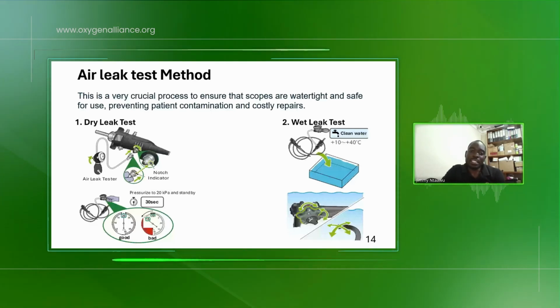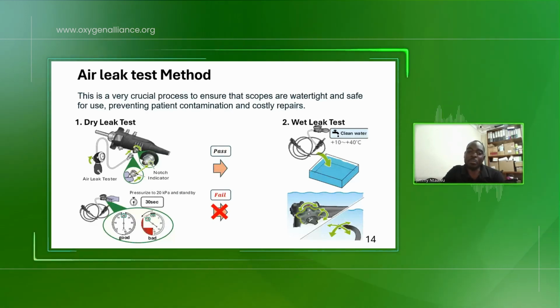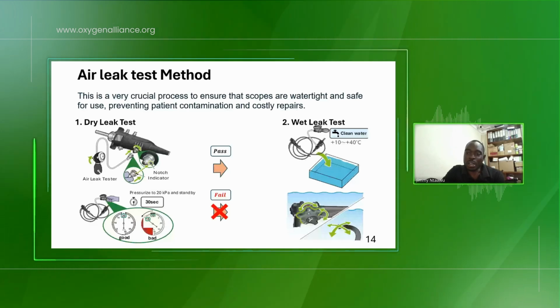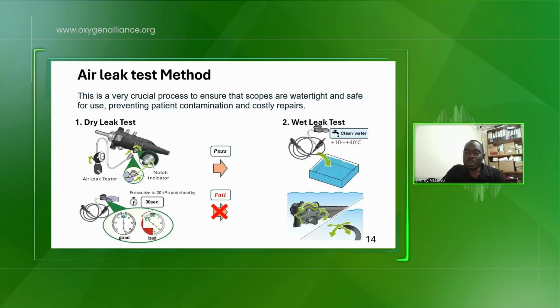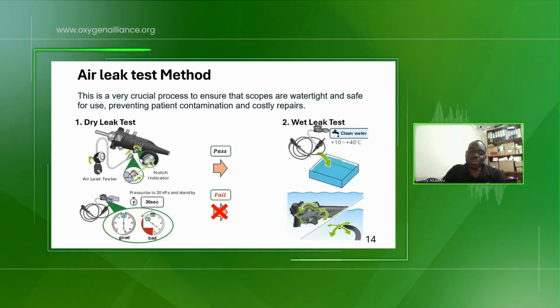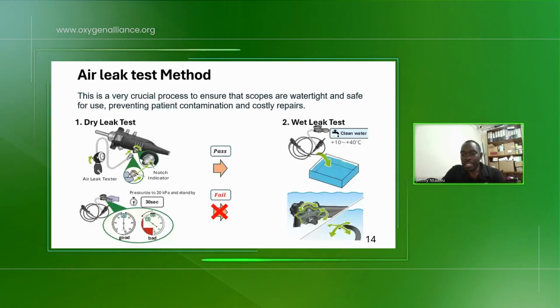So what happens is that if you pass the dry leak test, you can go ahead and do the wet one. But if you fail the dry one, never dip your scope into water or any fluid. The wet one is where you carry your scope, dip it in water, then try to move the angulation, move the scope around, and see if there is any leakage you've missed out.